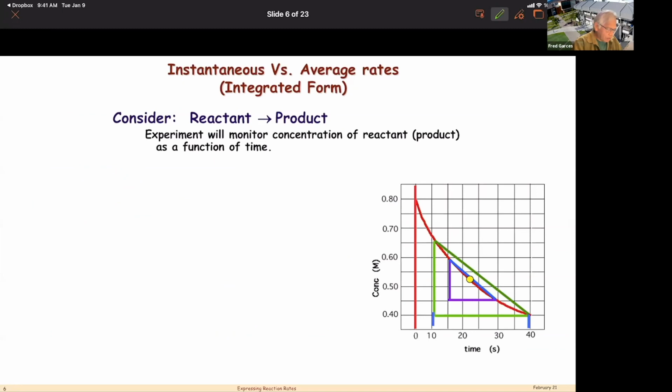Let's say that we are looking at the decomposition of some chemical. And so we start out with 0.8 right here, and over time, it starts to drop. In 10 seconds, it drops from 0.8 to 0.65. In another 10 seconds, it drops from 0.65 to probably right here, about 0.55, and so on and so forth.